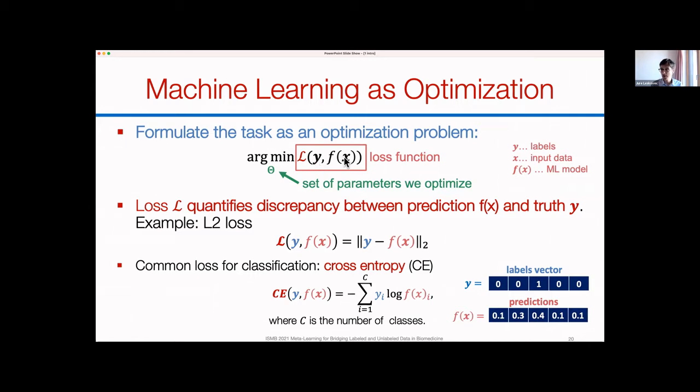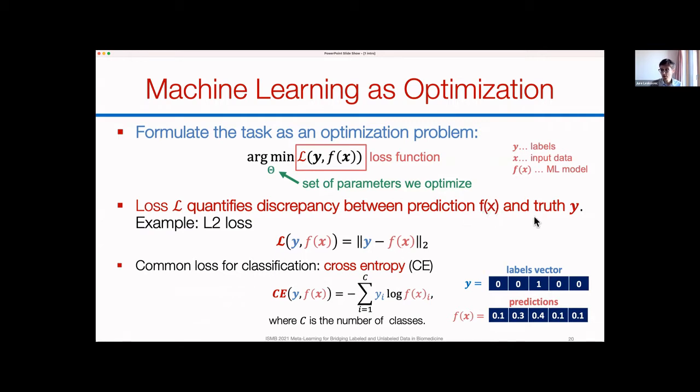And our goal will be to learn this function F that is parameterized, described by a set of parameters theta. And our goal will be to find the parameters that minimize the loss. And the loss quantifies the discrepancy between the prediction f of x and the truth y, right? So for example, if we would be predicting some real value, then you could define loss as an L2 distance, as a square root of the square of the distance between the true value y and the predicted value f of x, right? And then the goal is to find the parameters of f, to find the machine learning model f that minimizes this loss, that minimizes the discrepancy between the predicted value and the ground truth value.